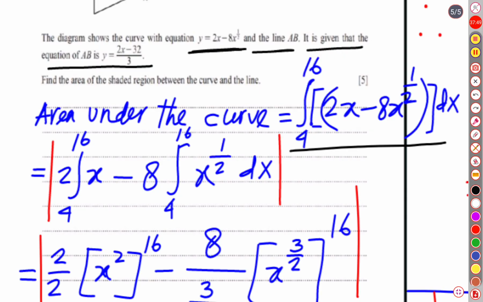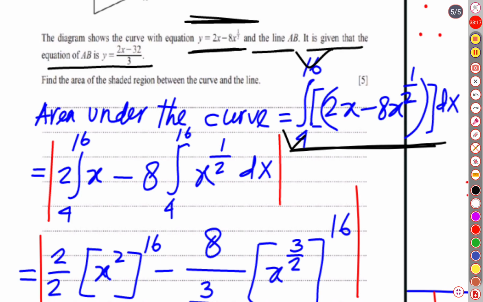First we will write the area under the curve, because there is a curve as well as a straight line. One after the other we will find the area. Look, the function of the curve is this. So we have written it here, and the limit is from 4 to 16. So 2x minus 8x raised to half.